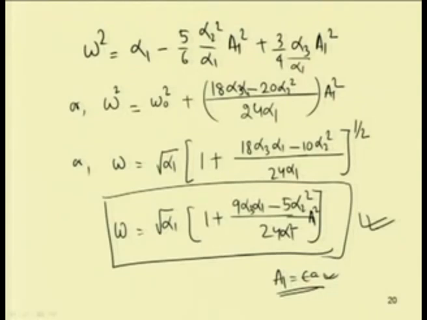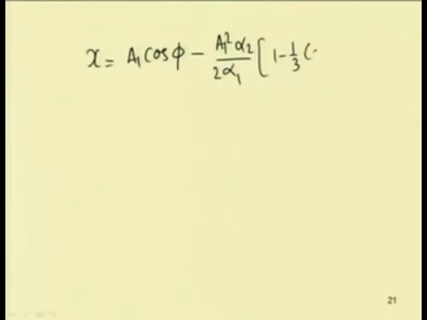And substituting the value of a0 and a1, we can write x equal to a1 cos phi minus a1 square alpha 2 by alpha 1 into 1 minus 1/3 cos 2 phi, plus the higher order terms.